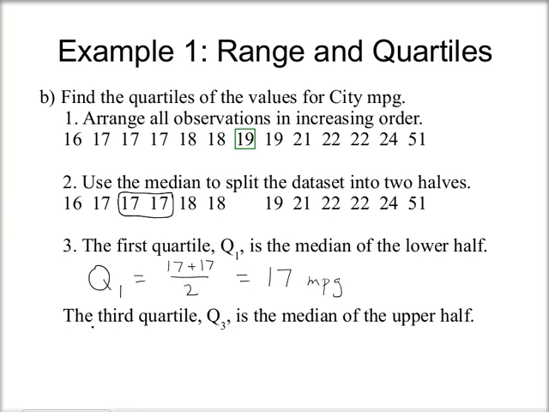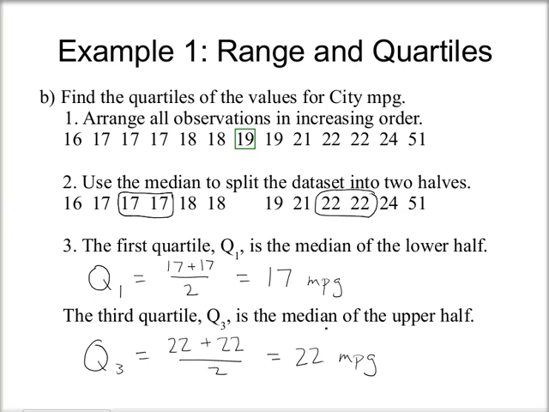gallon. And then my third quartile, Q3, is the median of the upper half. My center 2 observations there are 22 and 22. Then Q3 is 22 plus 22 divided by 2, which is 22 miles per gallon. In this case it was nice, both halves had the same 2 numbers in the center. So Q1 was the same as both of these, 17, and Q3 is the same as both of these, 22.